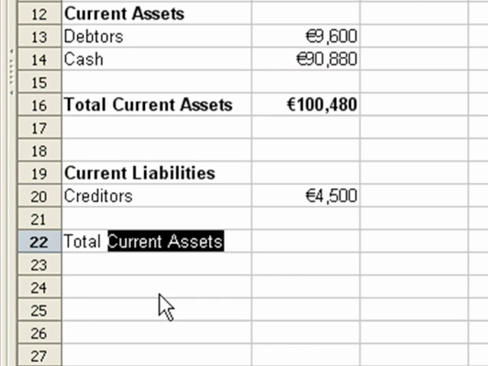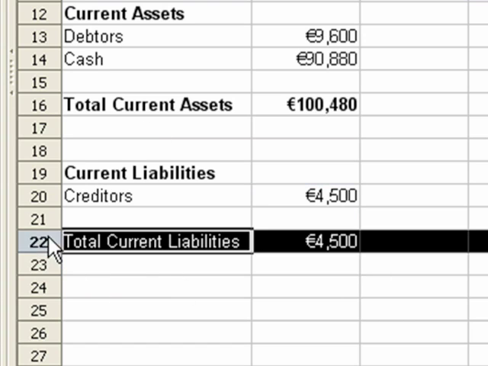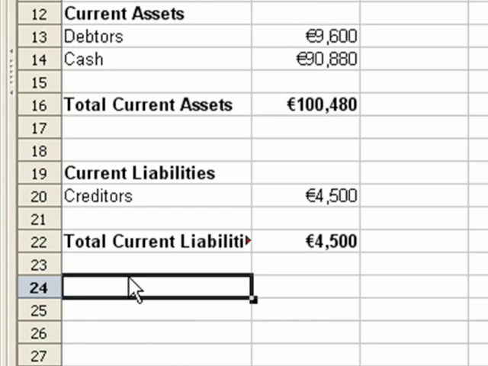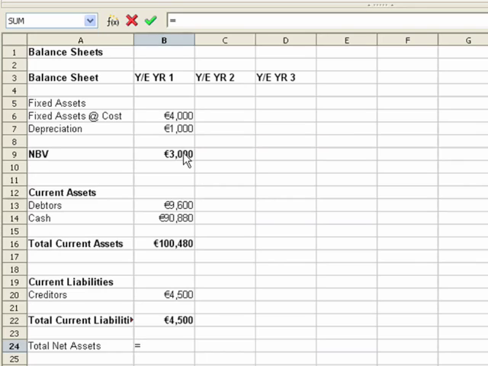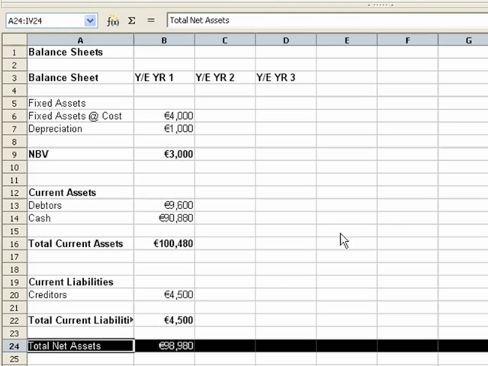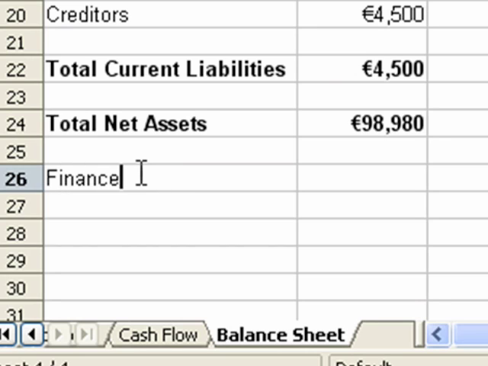And we just pop in a figure called total current liabilities, which is all our liabilities added together. In this case, we've only one, but we'll go ahead just for the format of the balance sheet. We'll insert a formula showing our total current liabilities. And now we're going to show our total net assets, which is our fixed assets plus our current assets less our current liabilities. So in the next video, we're going to look at the financed by section of the balance sheet, and we'll try and get our balance sheet balanced.